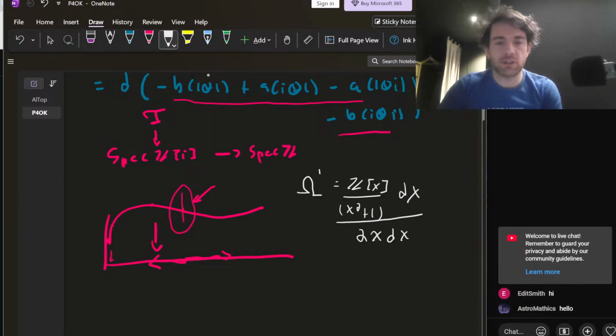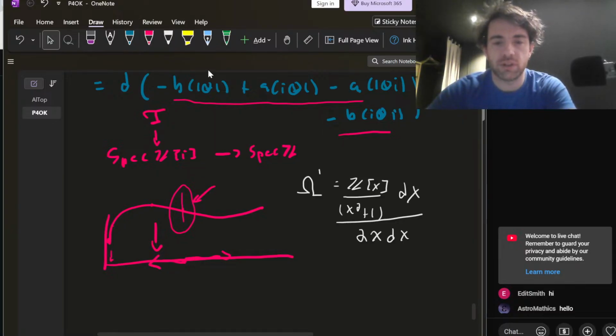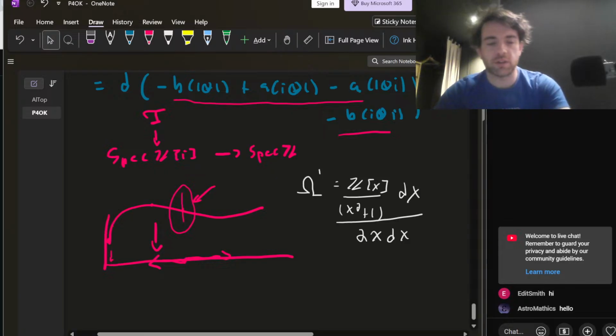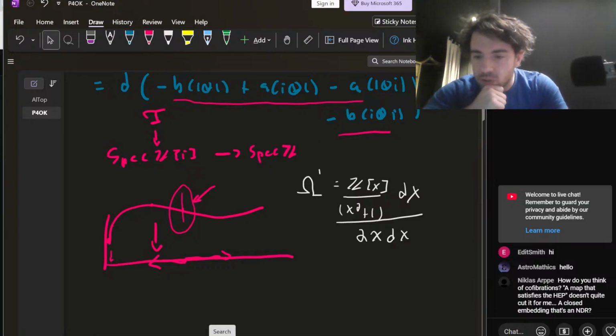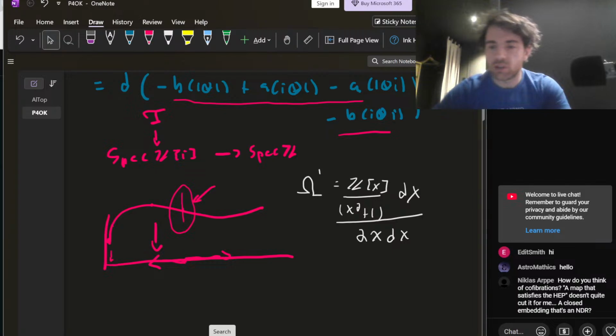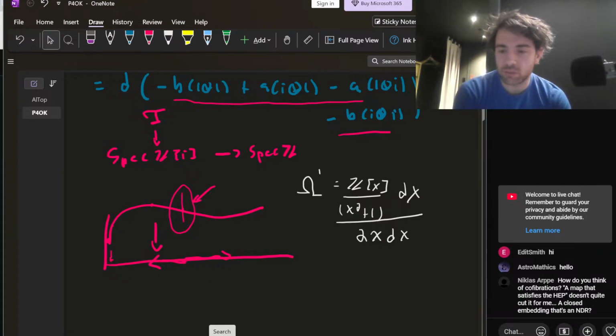But the thing is that we're still looking for the annihilator within here, right? Oh, I don't think I closed my curve. How do I think about cofibrations? A map that satisfies the homotopy extension property doesn't quite cut it for me. A closed embedding, that's NDR.